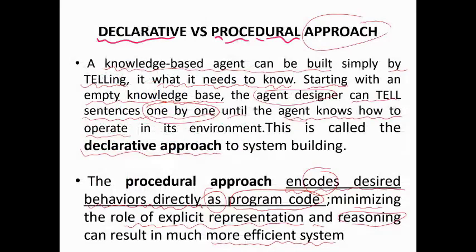Let's move to the next one. Here are the approaches again. Actually we have two types of approaches to interact with the knowledge base. What does it mean? It means to create the knowledge base, to update it, and to retrieve from it, all these processes. The knowledge base can be built using these two approaches. Remember, the first approach is the declarative approach to build a good intelligent knowledge base for intelligent agents. In this first process, the knowledge base agent can be built simply by telling.